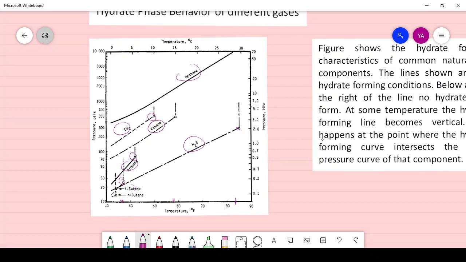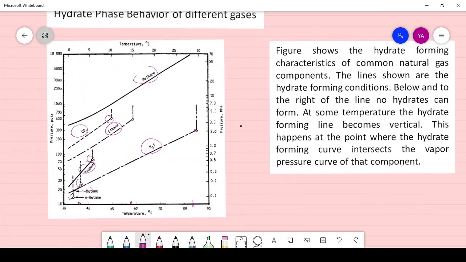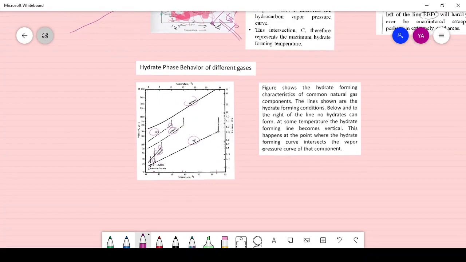So overall, looking at these different gases, it shows the possibility of hydrate formation and the region for hydrate formation. This tells about the hydrate region for different types of gases.